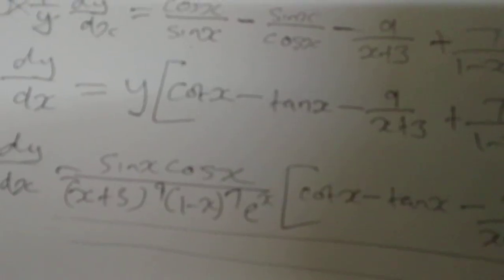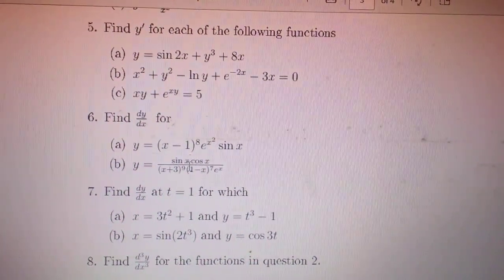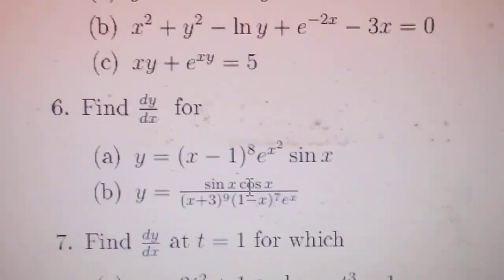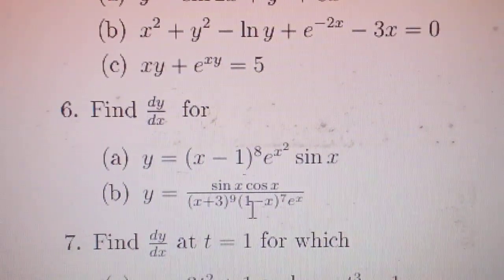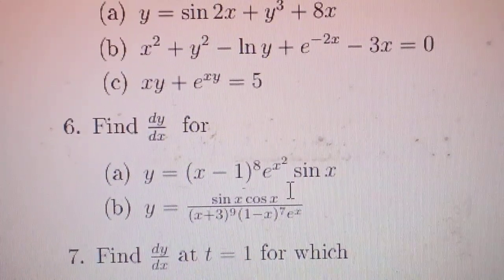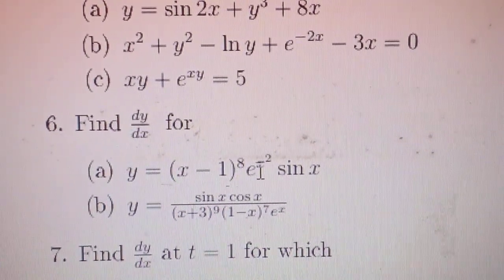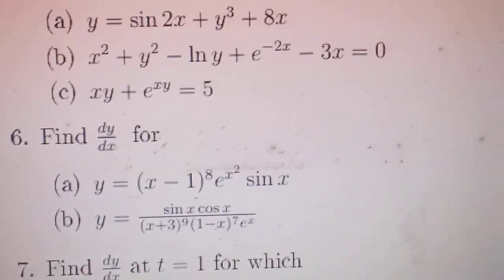The same way I've done this, that's how you have to solve part (a), which is y = (x − 1)^8 e^(x²) sin x. I solved (b) because it looks to be more complex than (a). So now you have to solve this one yourselves, the same way I did this. Just as here, we don't have division, so everywhere you will be adding; you should distribute the ln everywhere. As simple as that.